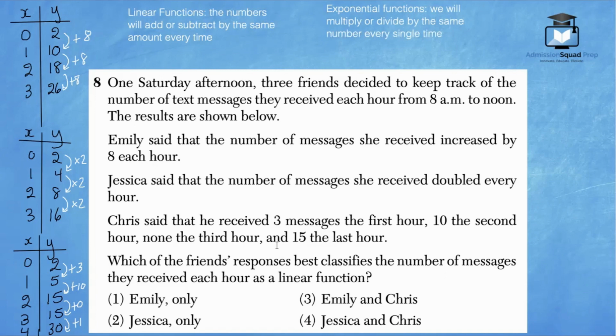Of course, Chris, that doesn't make any sense because for Chris's example, the number's changing every single time. So that's not linear. It's not exponential. It's basically nothing. So definitely don't be fooled by his representation. So for the final question, it says, which of the friends' responses best classifies the number of messages they receive each hour as a linear function? So the correct answer here is Emily, because Emily is the only one that classified the number of messages they received as a linear function.